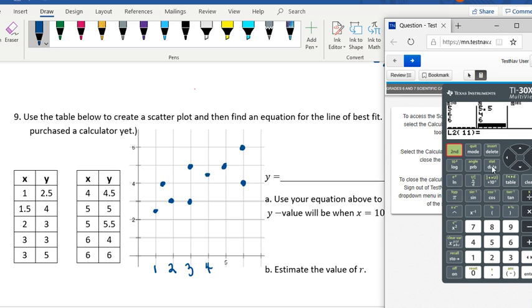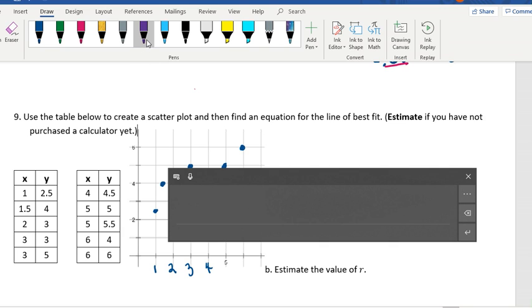Got it entered. Second, data, 2-variable stats. I hit number 2, enter, enter, enter. Okay, got my information. Scroll up. I need the A, the B, and the R. There we go. So 0.46, 2.56. I'm going to write this down. 0.46, 2.56, 0.72, because I can't remember them.